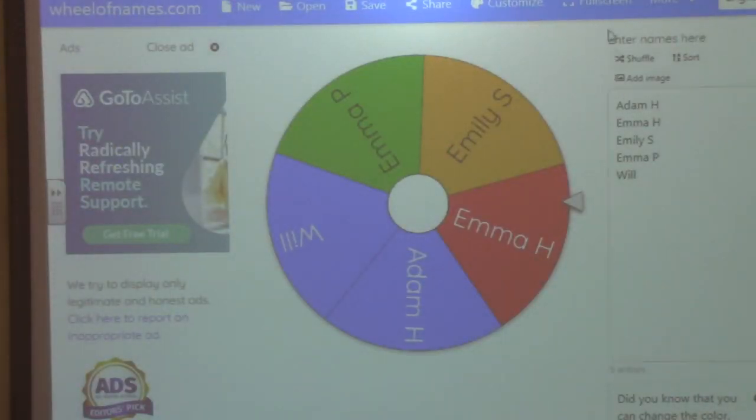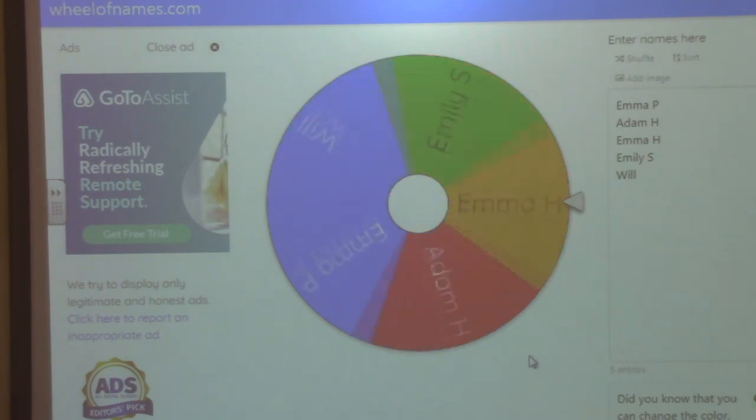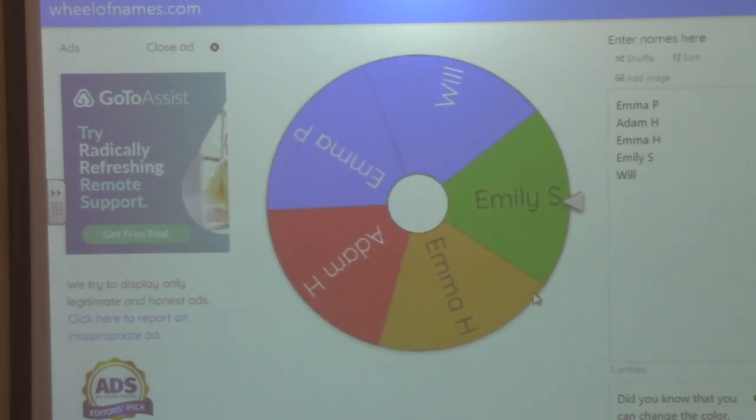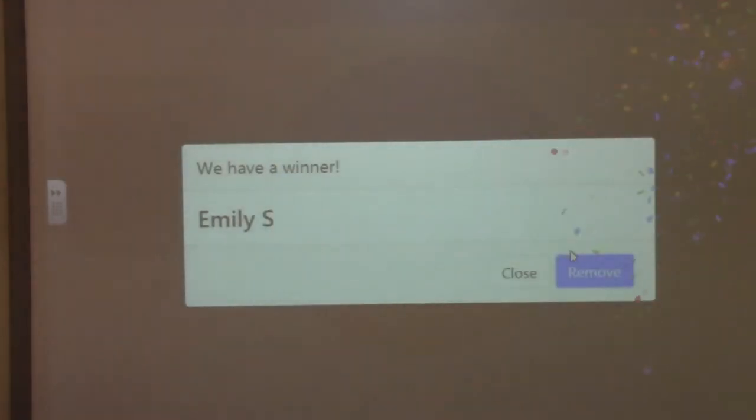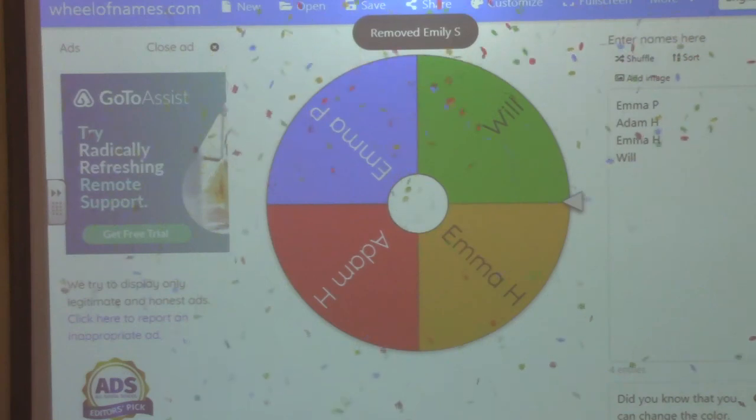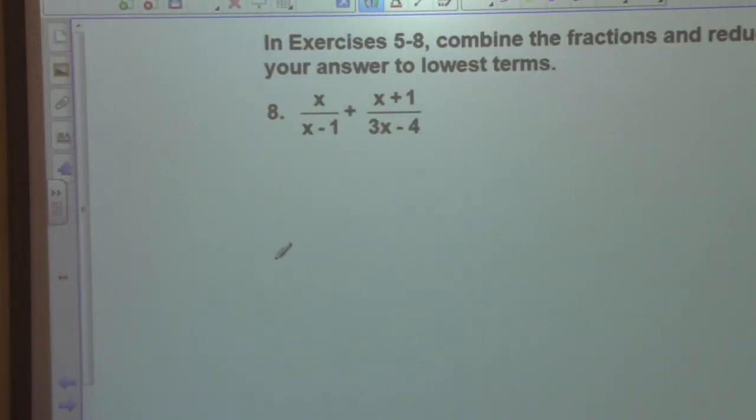So let's do this shuffle a couple times. Here we go. We're getting closer to ejecting someone. Can we eject you? No. Yay, Emily's gonna stay another day. So it's Adam. So what do we got here? Who else is getting ejected?